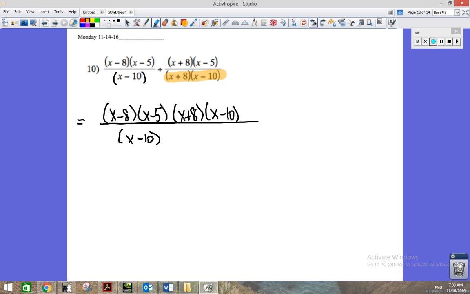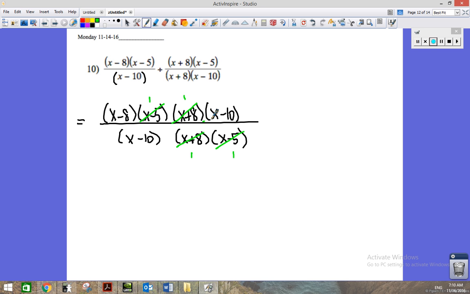And I do the same thing. The numerator now switches down to the denominator. And now I can look and see, are there any common factors that divide to 1? And there are. X minus 8, we don't have another x minus 8, but x minus 5 divided by x minus 5 gives me a 1. And an x plus 8 divided by an x plus 8 also gives me a 1.